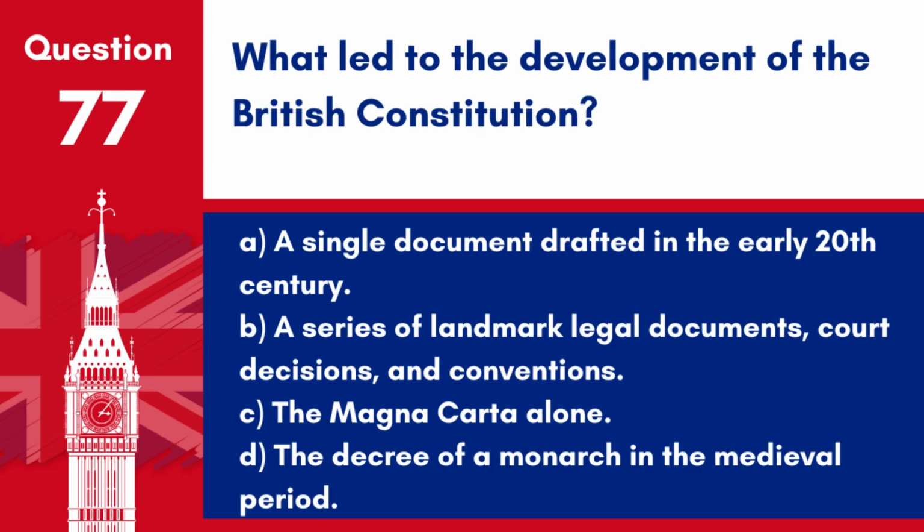Question 77. What led to the development of the British Constitution? A. A single document drafted in the early 20th century. B. A series of landmark legal documents, court decisions, and conventions. C. The Magna Carta alone. D. The decree of a monarch in the medieval period.